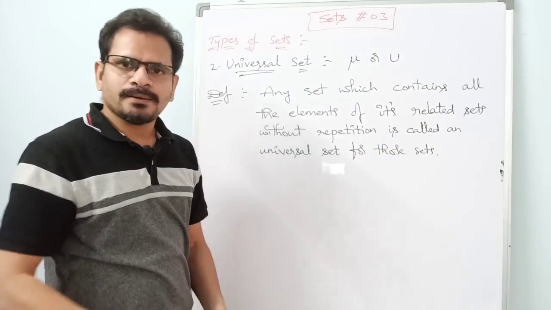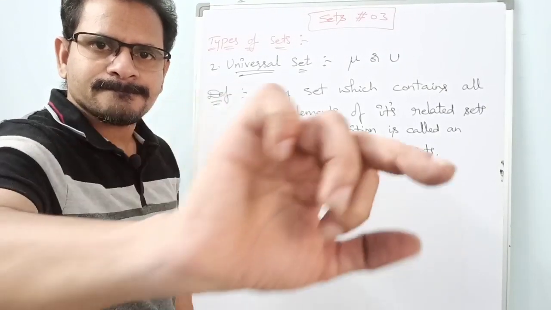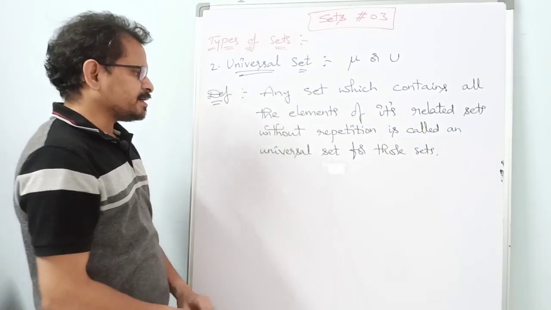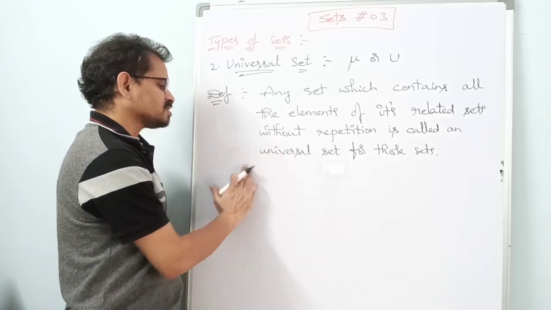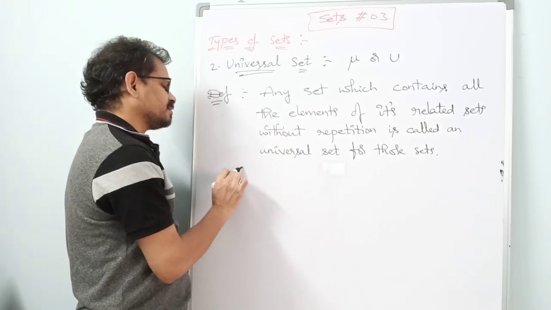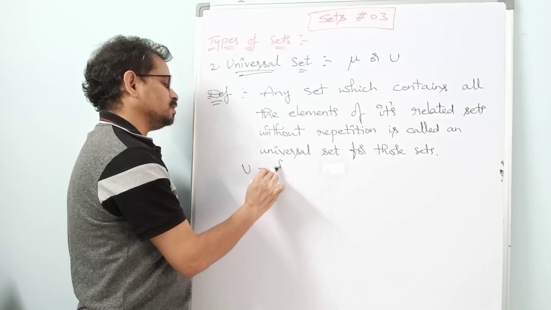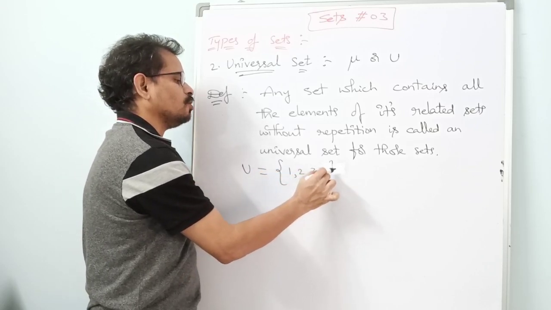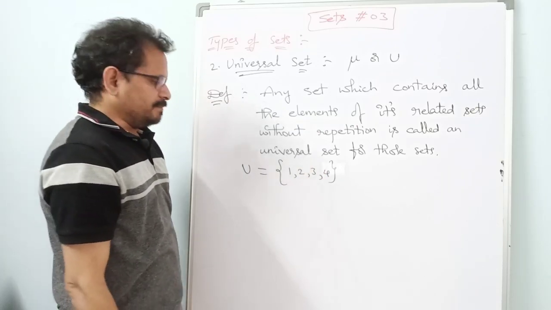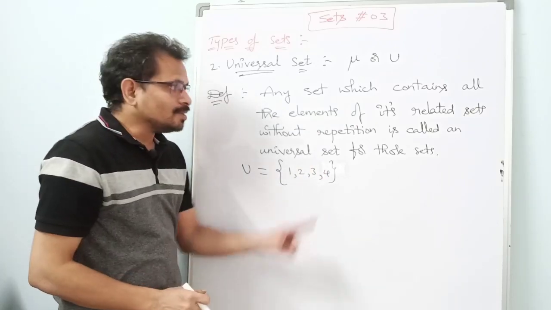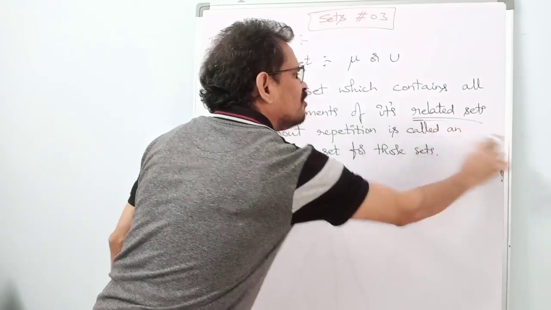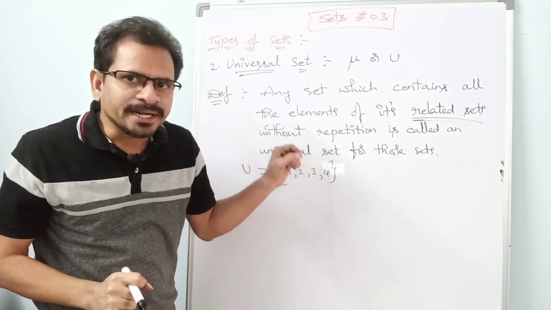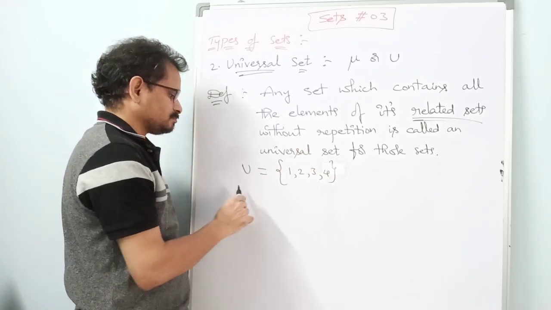Let me give you one example so that you can understand it in a better way. So let us consider a set U equal to 1, 2, 3, 4. Now the problem is with this one. What are related sets? Shall we write what are related sets? Let us write.